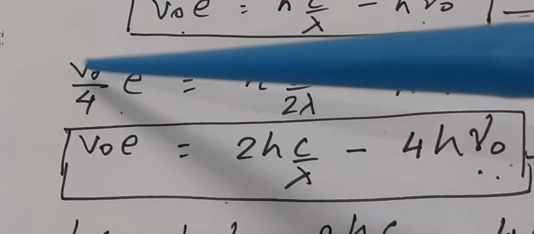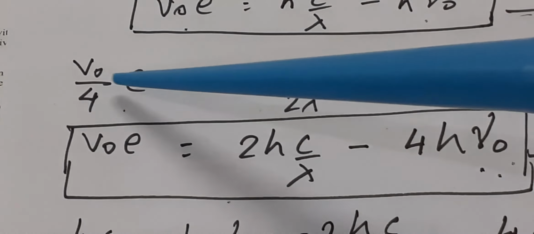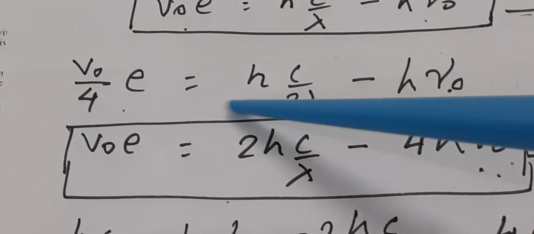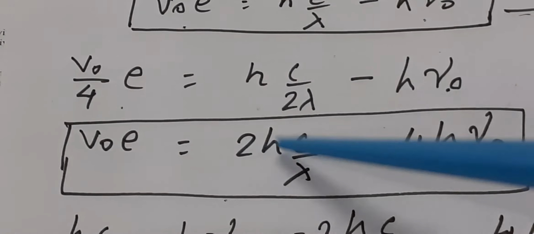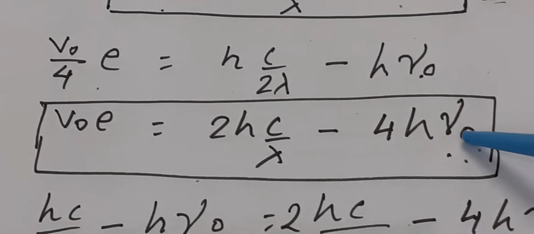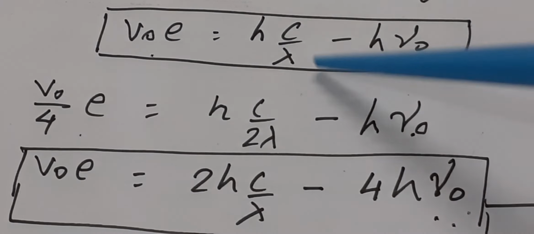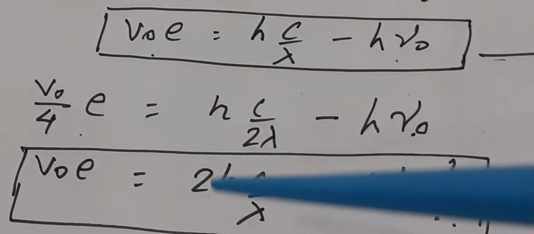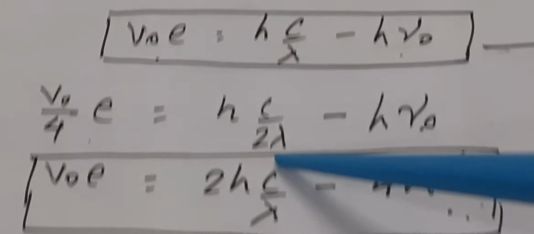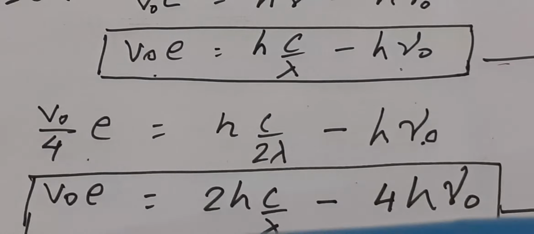This is going to change. V0 by 4 will be the present stopping potential into e. Simplify this, we will get V0 e; multiplying the 4 to this side, you will get 2 h c by lambda minus 4 h nu naught. Solving between these two equations, substitute this one here and remove V0 e from both the equations.